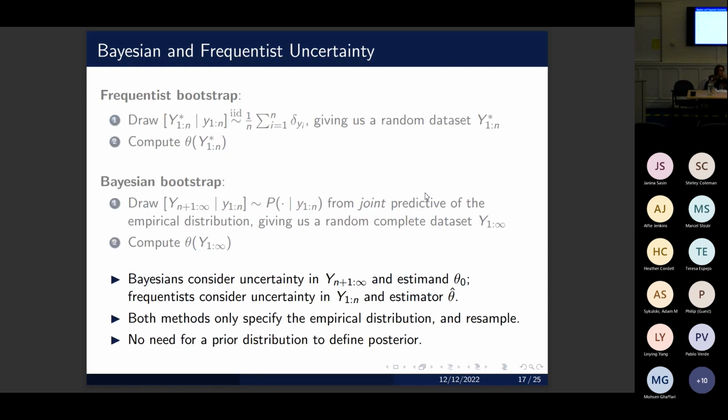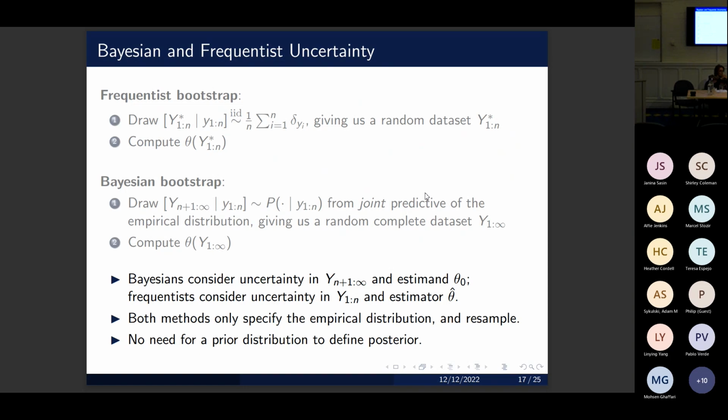And so this formally highlights that Bayesians and frequentists actually look at two sides of the population. The Bayesian considers the uncertainty in what we haven't seen yet, yn plus 1 to infinity, and computes the estimand when carrying out the bootstrap. On the other hand, the frequentist is interested in what could have happened, and so looks backwards in time and considers different values that y1 to n could have taken, and as a result, the implied distribution on the estimator theta bar.